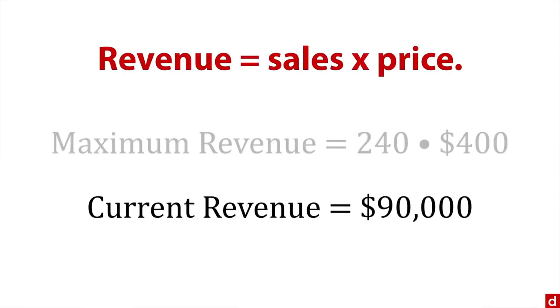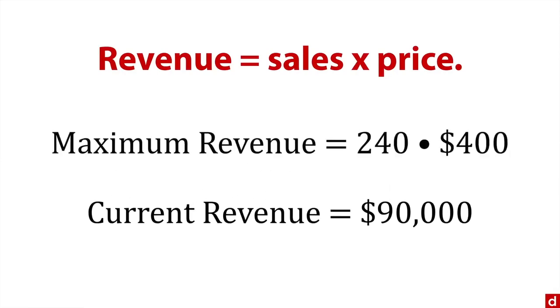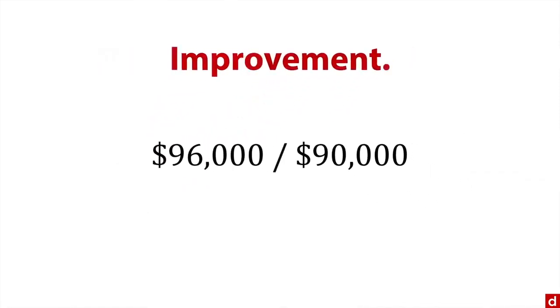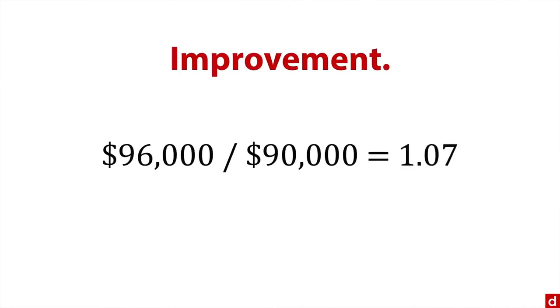Maximum revenue is 240 times 400. When you multiply those, you get 96,000. And so the improvement is just the ratio of those two. 96,000 divided by 90,000 is equal to 1.07. And what that means is a 7% increase.